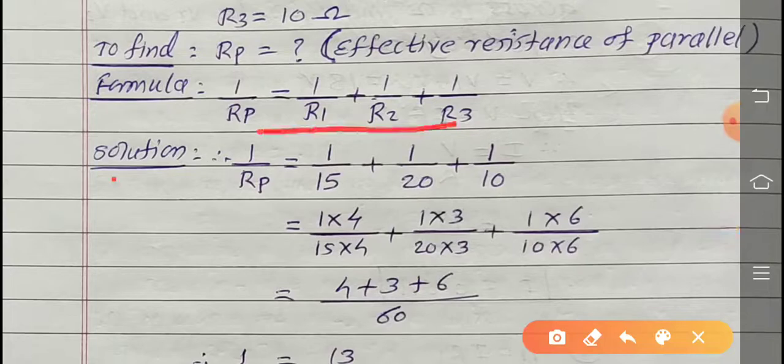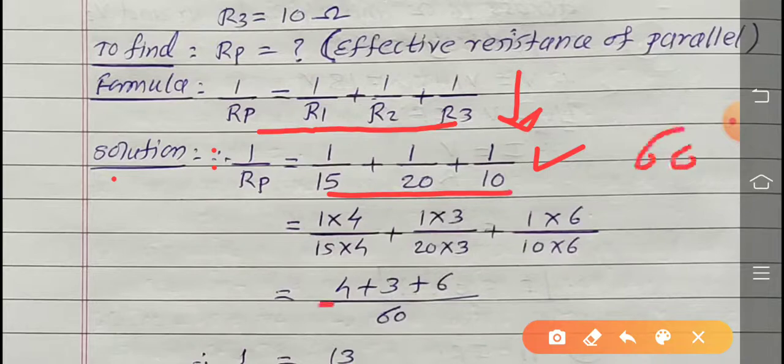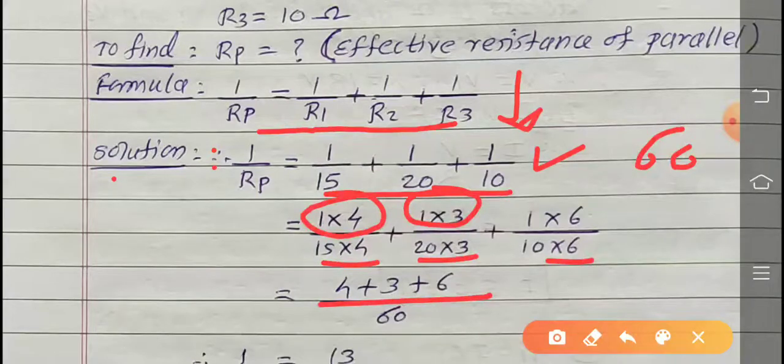Now in the solution, 1 upon Rp equals, substituting the values of R1, R2, R3 in this formula. Now find out the LCM. The least common multiple of the numbers 15, 20 and 10 is 60. So we require the common denominator 60. 15 4s are 60, that's why the numerator is also multiplied by 4. 20 3s are 60, numerator multiplied by 3. 10 6s are 60, then multiplied by 6. So 4 1s are 4 plus 3 1s are 3 plus 6 1s are 6, so 4 plus 3 plus 6 upon 60.